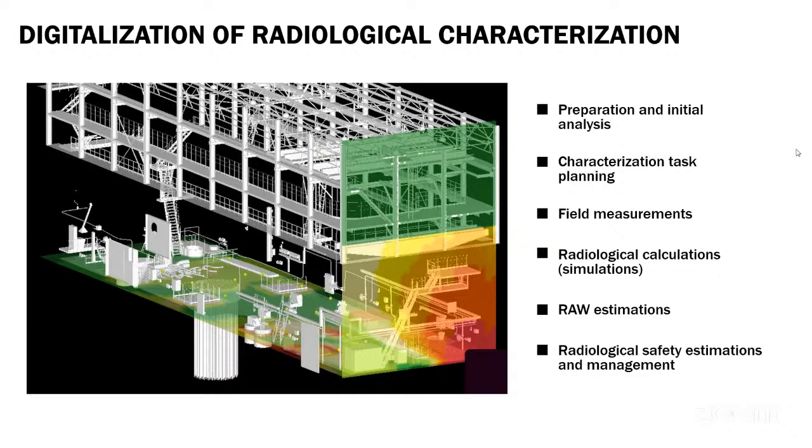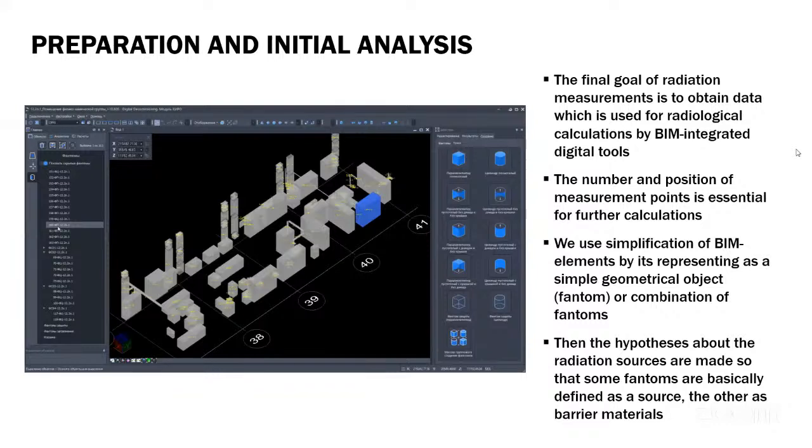Here I will tell you something about how we do this radiation model and integrate it inside our BIM model. First, we start with some preparation and initial analysis. Here is just an example of a compartment that contains different equipment. Before starting our procedures, we usually invite a specialist from the facility who points out which of the equipment could be radioactively contaminated or contain some radiation sources, and which are relatively clean. So we divide all the equipment inside the area as radiation sources and as barriers.